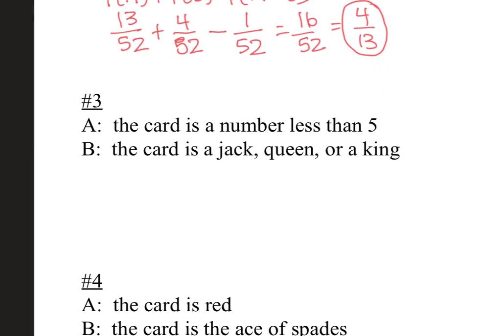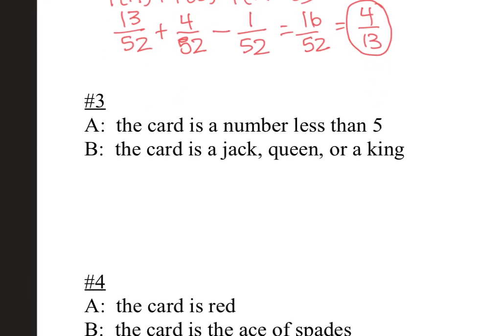Okay. All right, number 3. The card is a number less than 5, which is 4, 3, 2. And then the card is a jack, queen, or king. So there is no overlapping here, because here I'm talking about jacks, queens, and kings, and they are not less than 5. So I'm going to say that these are mutually exclusive.